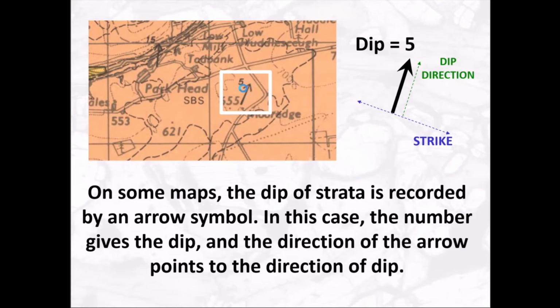If you then wanted to calculate strike, you could just take 90 degrees away from that dip direction in order to get the strike direction. But when you see this symbol, it's important to remember that it's pointing you in the direction of dip.